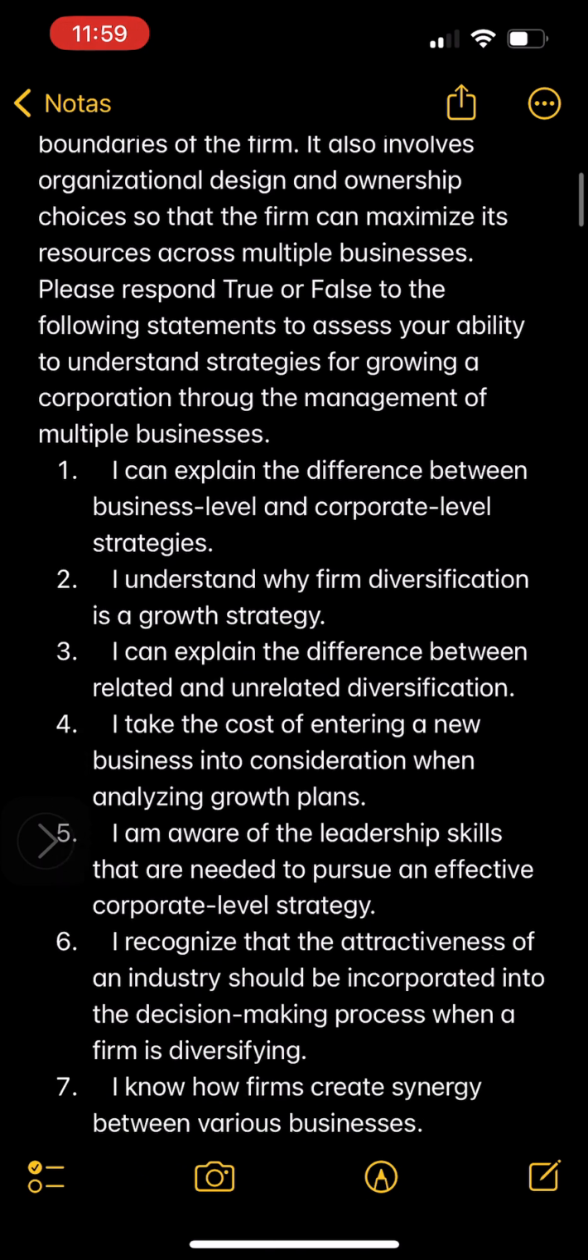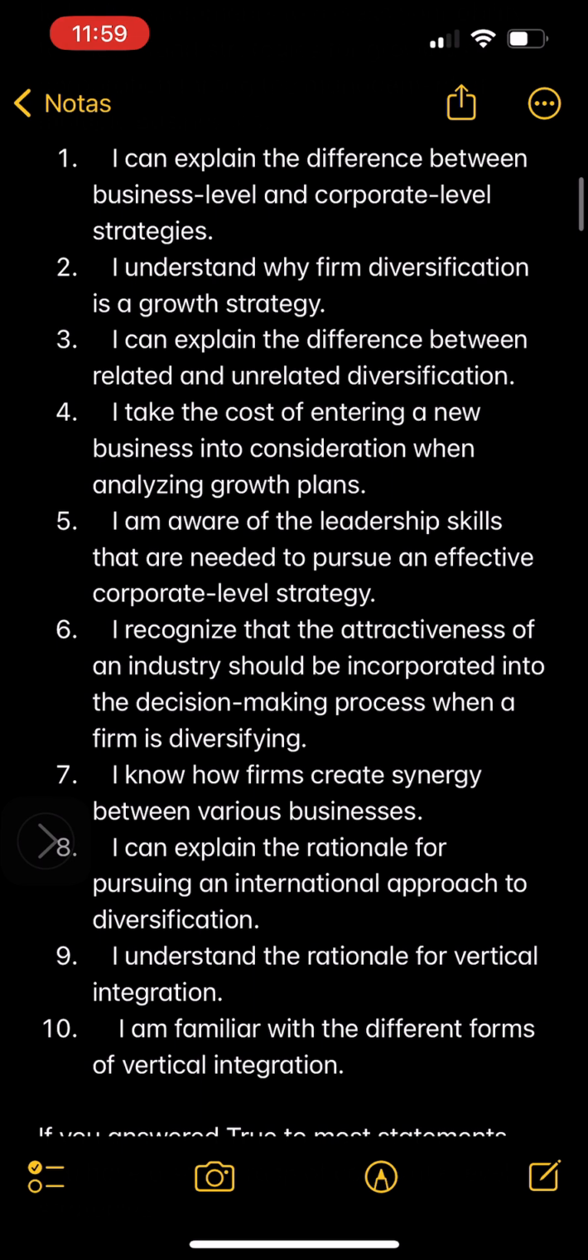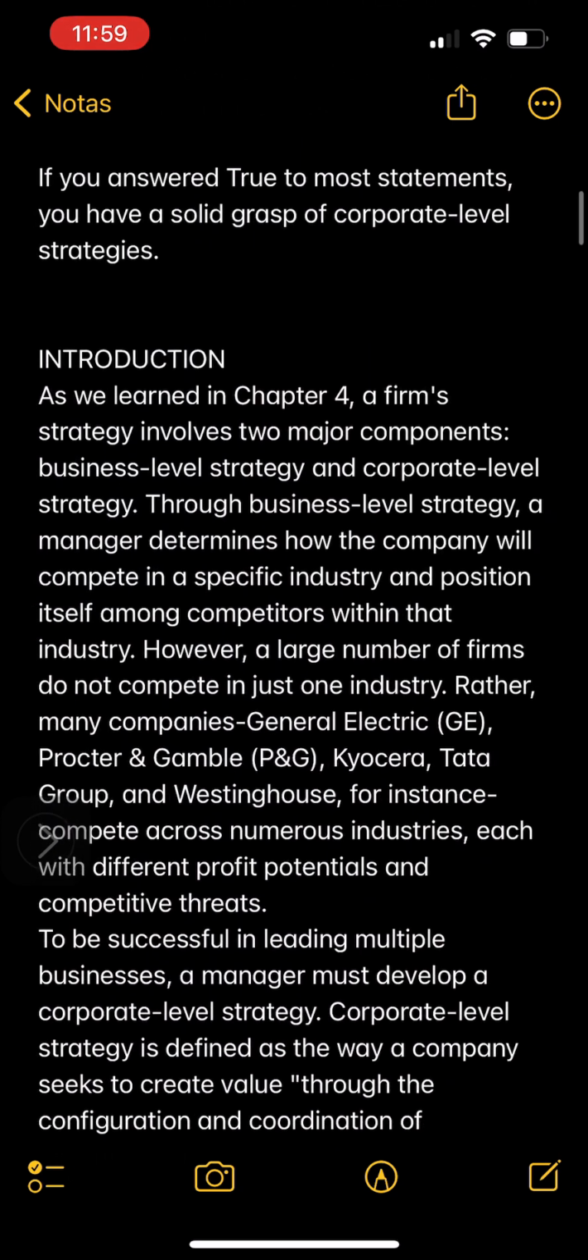I can explain the difference between business level and corporate level strategies. I understand why firm diversification is a growth strategy. I can explain the difference between related and unrelated diversification. I take the cost of entering a new business into consideration when analyzing growth plans. I am aware of the leadership skills that are needed to pursue an effective corporate level strategy. I recognize that the attractiveness of an industry should be incorporated into the decision-making process when a firm is diversifying. I know how firms create synergy between various businesses. I can explain the rationale for pursuing an international approach to diversification. I understand the rationale for vertical integration. I am familiar with the different forms of vertical integration. If you answered true to most statements, you have a solid grasp of corporate level strategies.